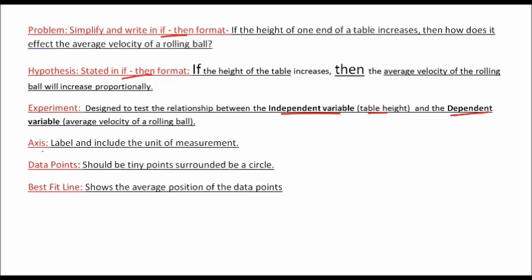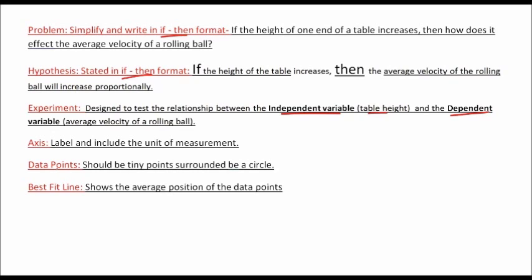Also, when you're making a graph, label the axes and include the unit of measurement. In today's lesson, on the x-axis was table height in meters. You have to include the unit of measurement. The dependent variable was simply the ball velocity in meters per second. That meters per second is all important. You can't leave it out.